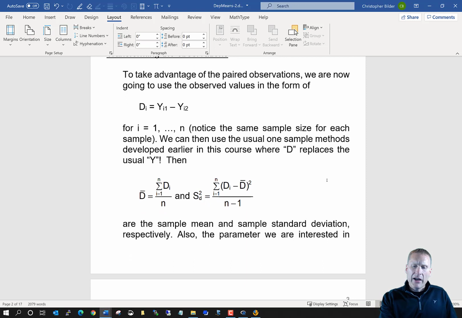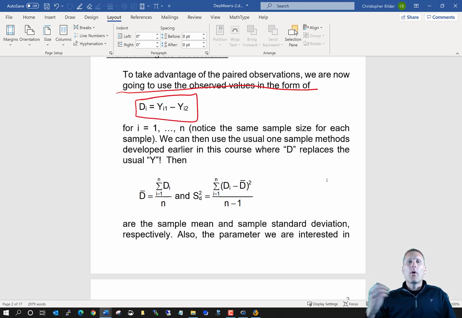We're going to actually transform the form of our observed values to this form here. We're always going to take y sub i1 minus y sub i2 for the ith item in our samples that we're obtaining. And we're going to call that d sub i.